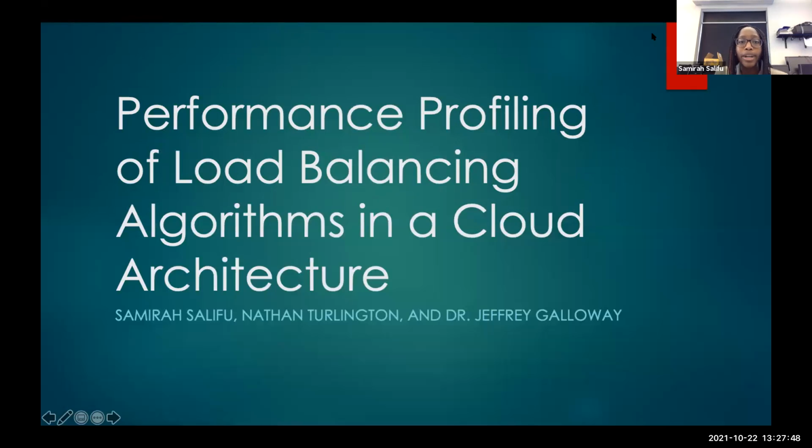Performance profiling of load balancing algorithms in a cloud architecture. That's my project. I'm Samir Salafu, and I was working with Nathan Turlington and Dr. Jeffrey Galloway on this.